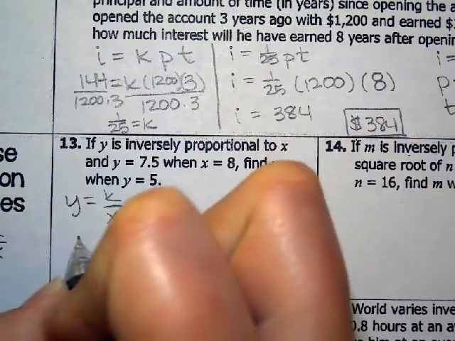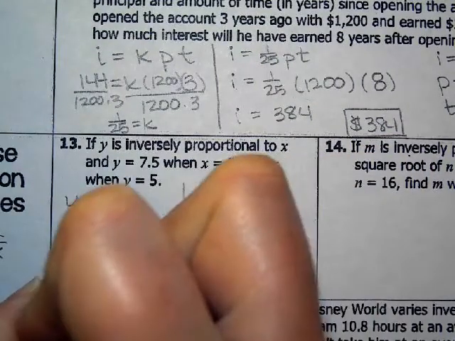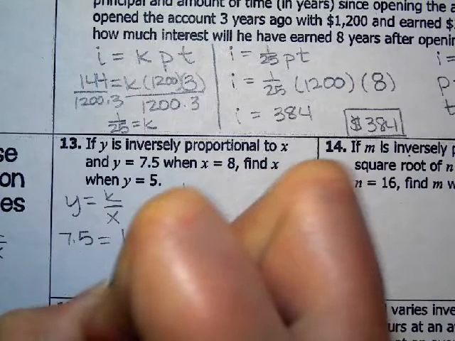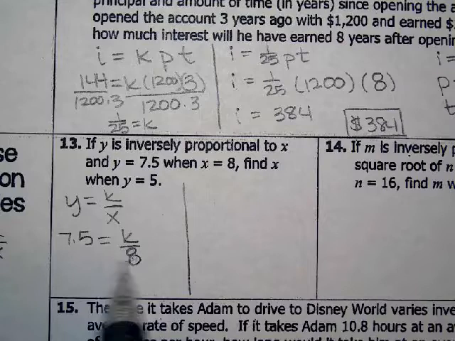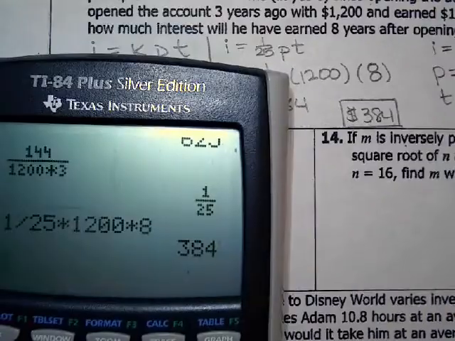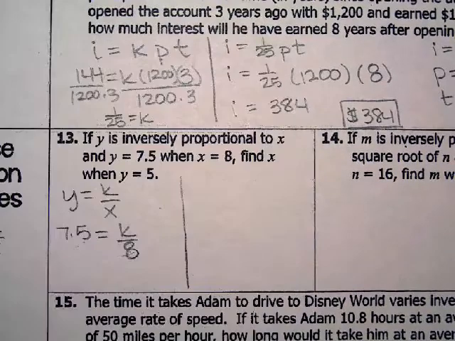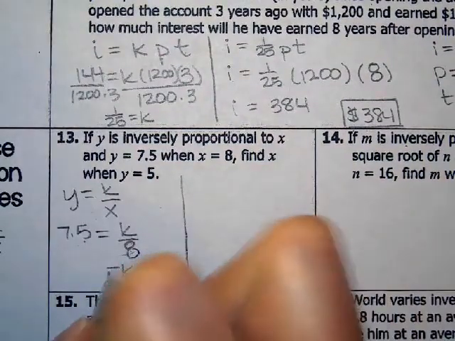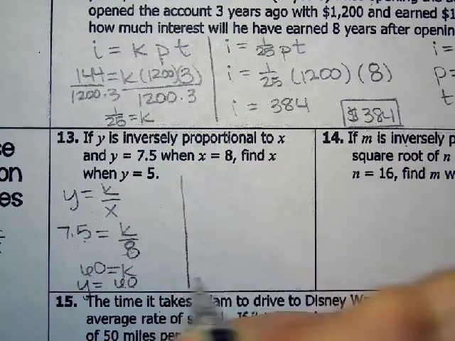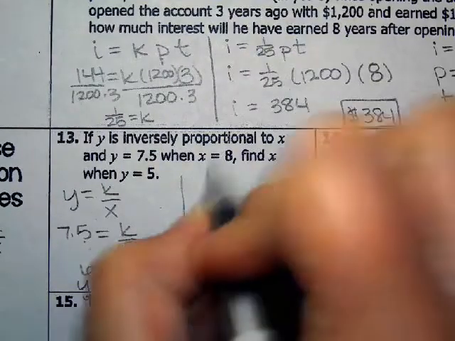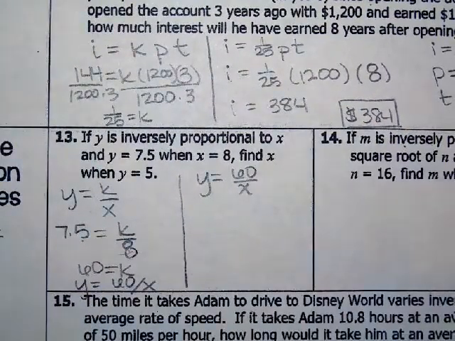Okay, so we're going to go ahead and start the first half of the problem where we solve for k. So to solve for k, I'm just going to take the 8 and multiply it by the 7.5. So 7.5 times 8 means k is 60. So y equals 60 divided by x. So the formula we're working with is y equals 60 divided by x. And so now we're going to find x when y is 5.